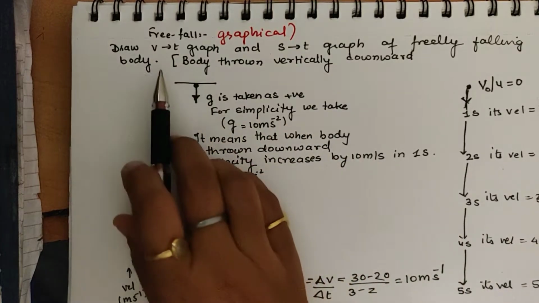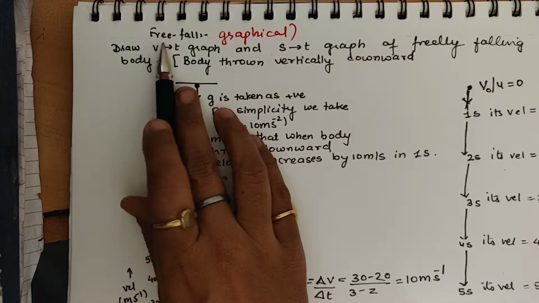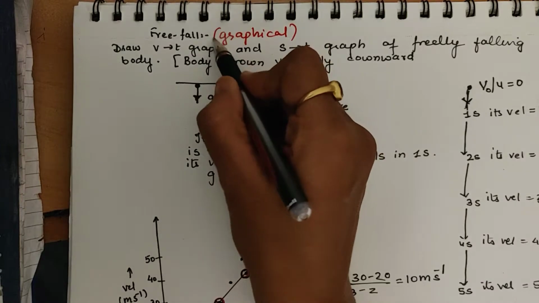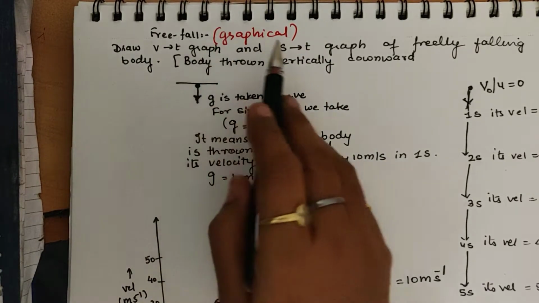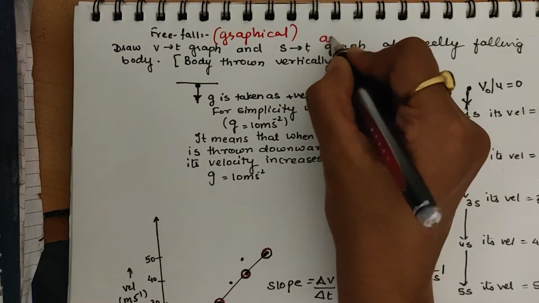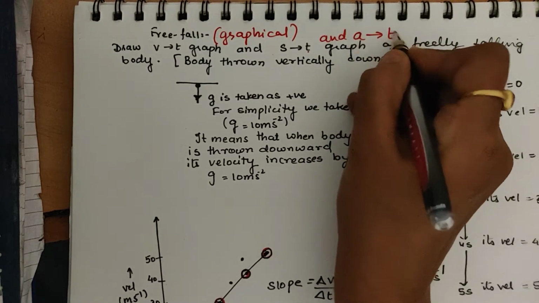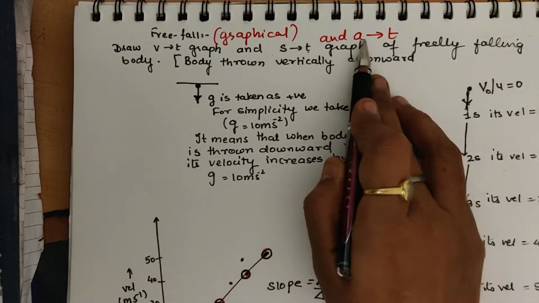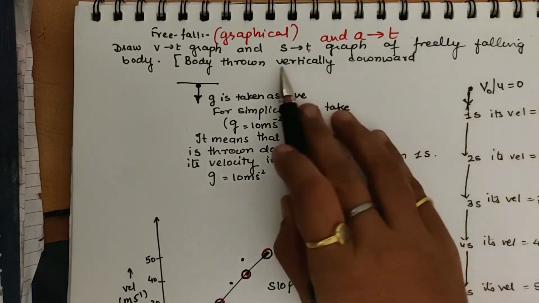Come on, we will start again the next topic, that is free fall in the graphical presentation. Draw the V versus T graph, S versus T graph, and A versus T graph for the free falling body.